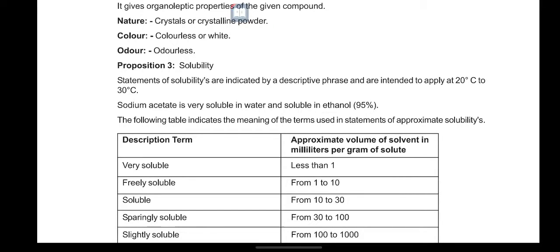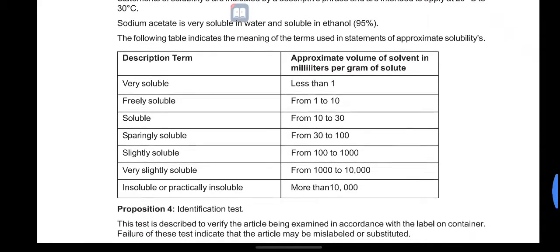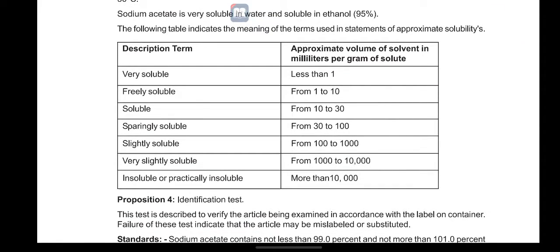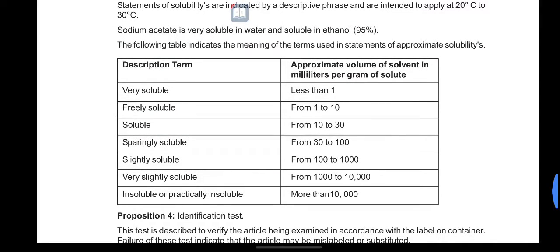Solubility: very soluble in water and soluble in 95% ethanol. Very soluble means less than 1 part of solvent. Soluble in ethanol means 10 to 30 parts.